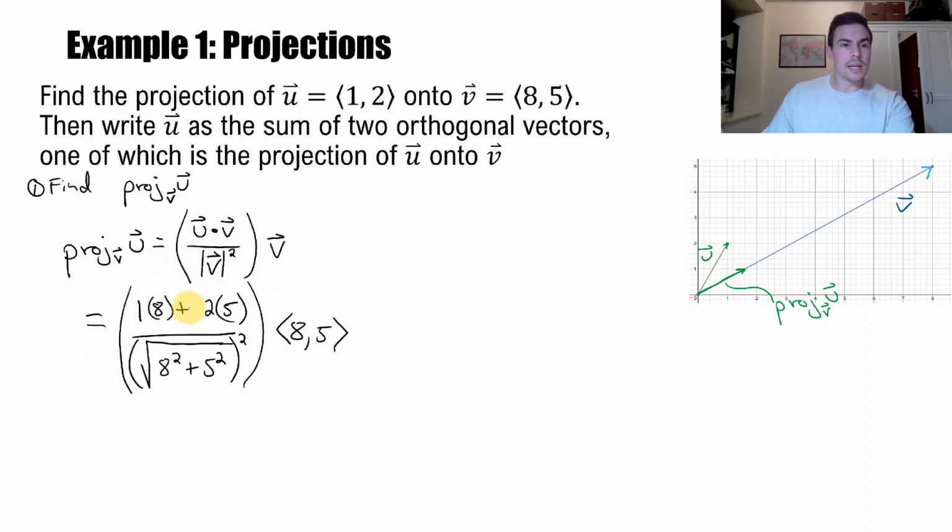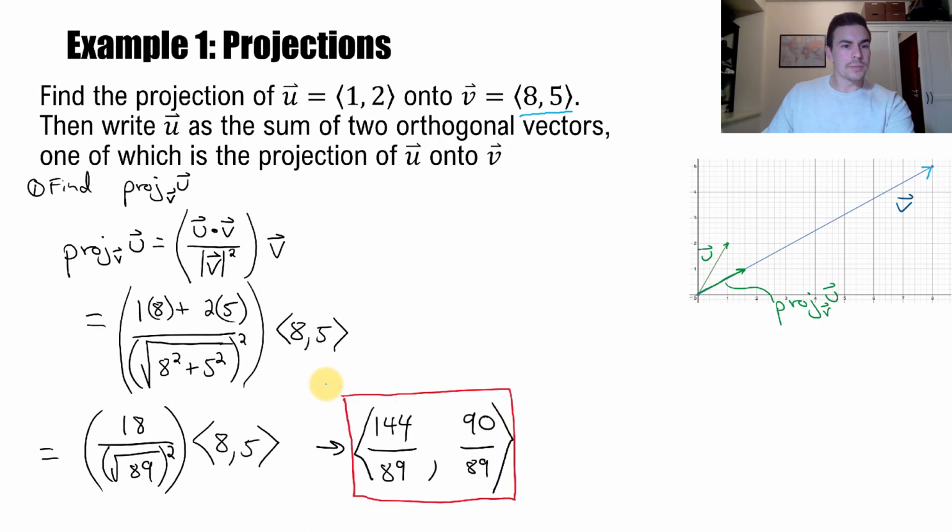That's going to be 1 times 8 plus 2 times 5, all over the magnitude of v squared, which will be the square root squared (hint, hint, those will eventually go away) of 8 squared plus 5 squared. Again, all this times the vector v, which has components 8, 5. Okay, so we just need to go ahead and simplify this scalar here. Again, this is always just going to be some number.